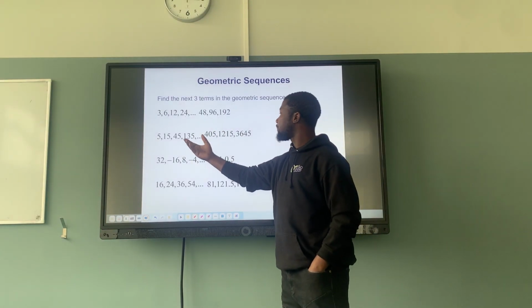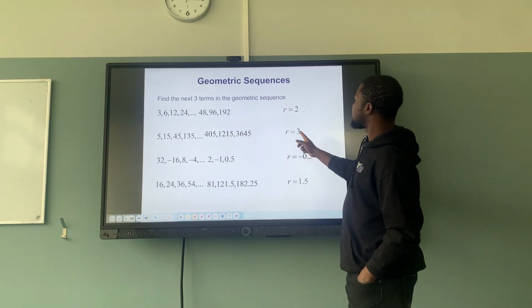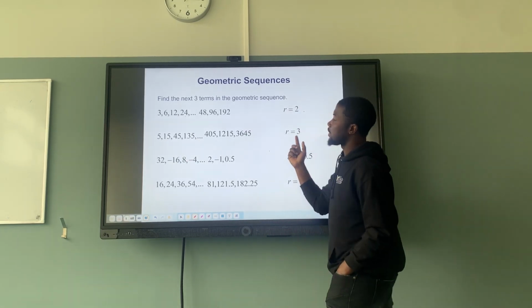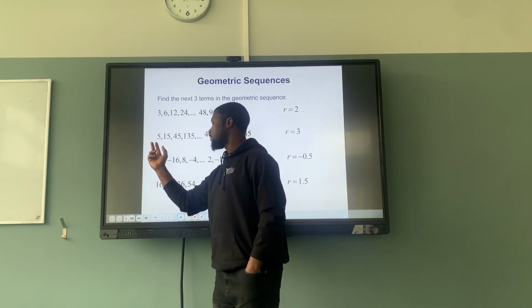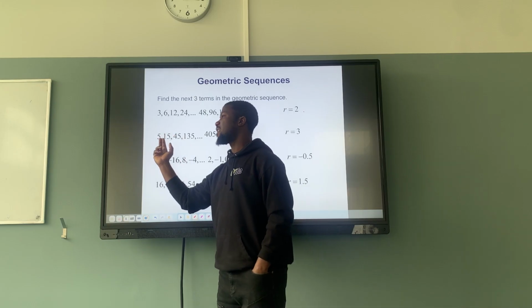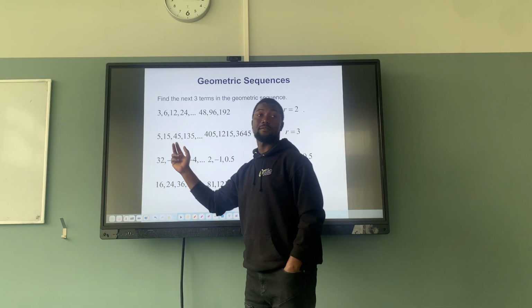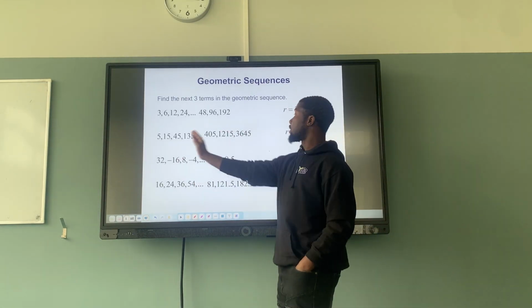In a similar way, this sequence here is in geometric form. The sequence starts with 5, 15, so the common ratio is 3. 15 divided by 5 is 3, or 45 divided by 15 is 3. If you like, 135 divided by 45 will still give you 3. So the common ratio is 3.